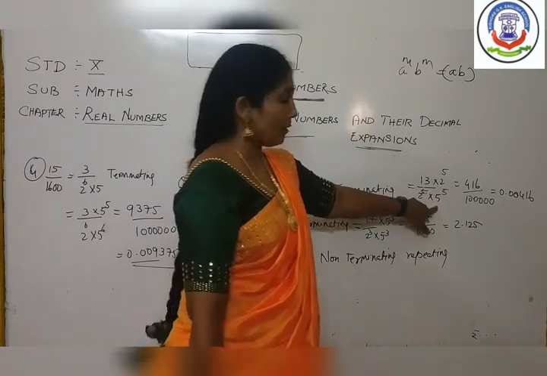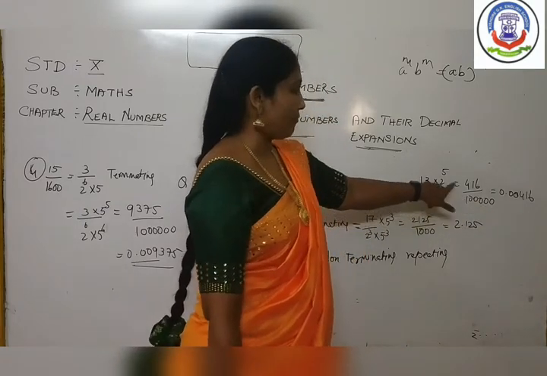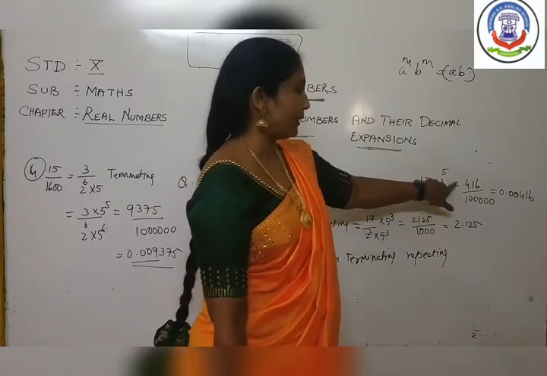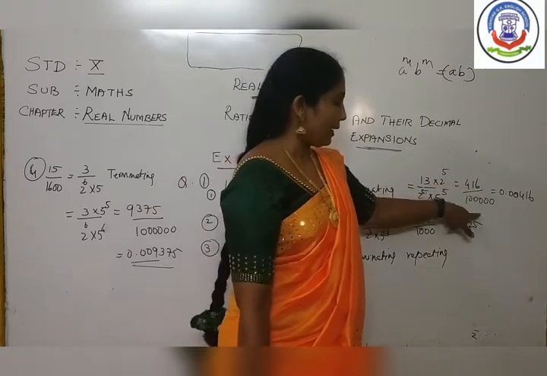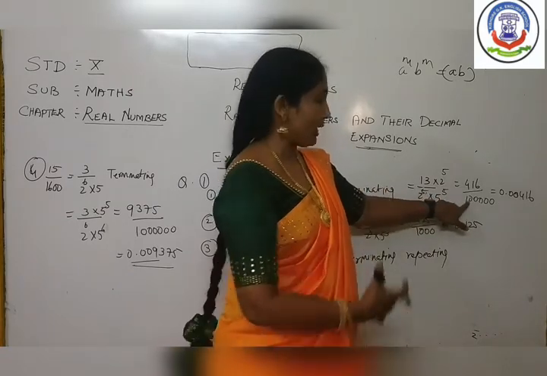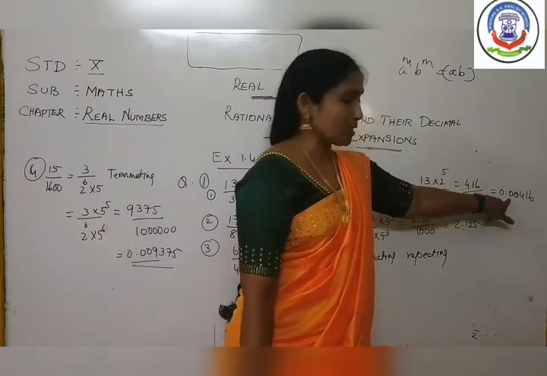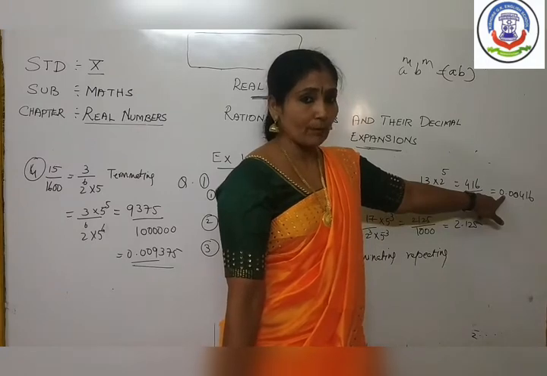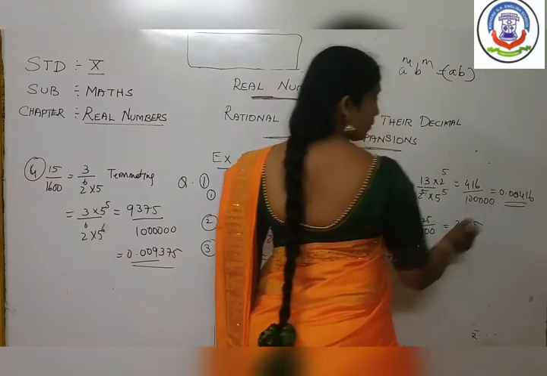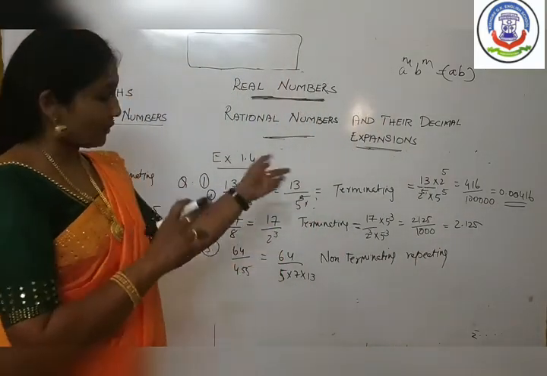10 raised to 5 means how many zeros? After 1 you have to put 5 zeros. And in the numerator, you have multiplied and written 416. 2 raised to 5 means 32, and 32 multiplied by 13 gives 416. Finally, upon division, you know how many places you have to move to the left side. You have to move 5 places: 1, 2, 3, 4, 5 places I moved, and I have put the decimal point here. So you got the decimal expansion this way. Clear? That means I correlated the first and second questions and did it in the first step.